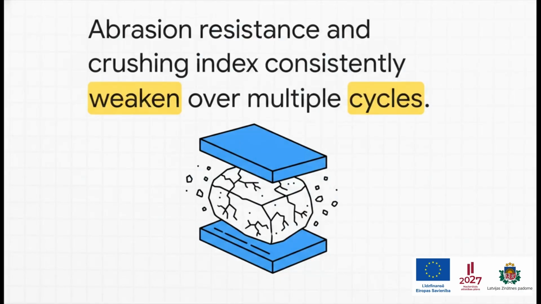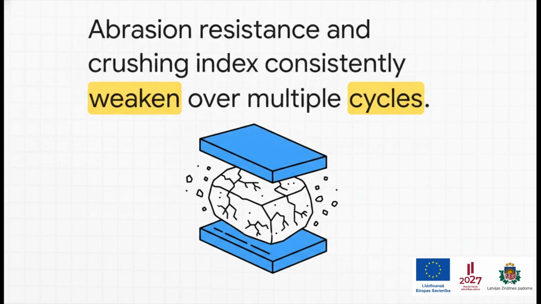And it's not just about the weight and the water. Repeated crushing across multiple generations takes a heavy physical toll. The sheer force of the process creates these tiny microcracks deep within the aggregate. Because of that, the abrasion resistance and the crushing index consistently weaken over multiple cycles.